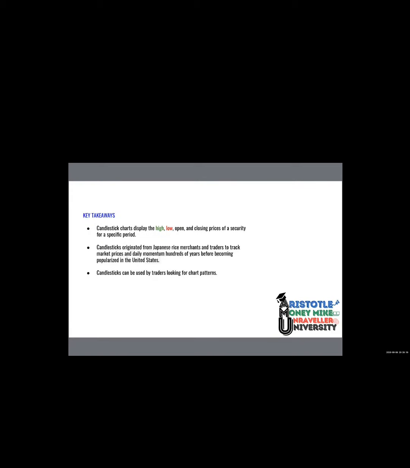So key takeaways: candlestick charts display the high, low, open, and closing price of a security for a specific period. Candlesticks originated from Japanese rice merchants and traders to track market prices and daily momentums hundreds of years ago before popularized by the United States. Candlesticks can be used by traders looking for chart patterns. So I hope you guys enjoyed this brief candlestick class, and we're going to pass it off to Mike.